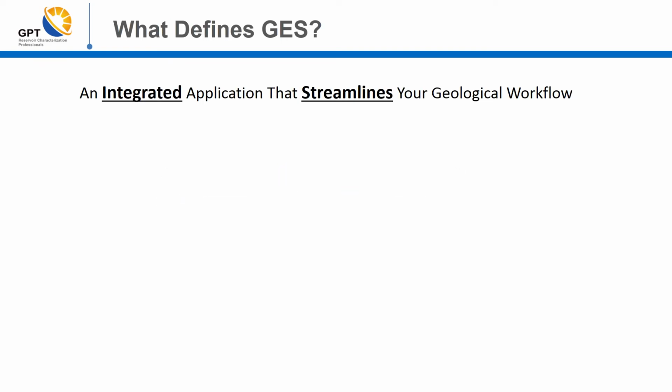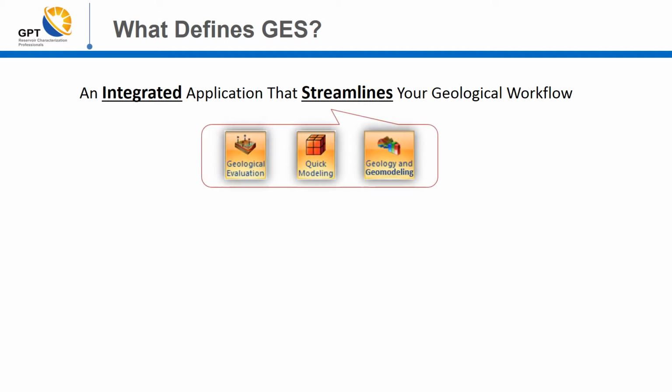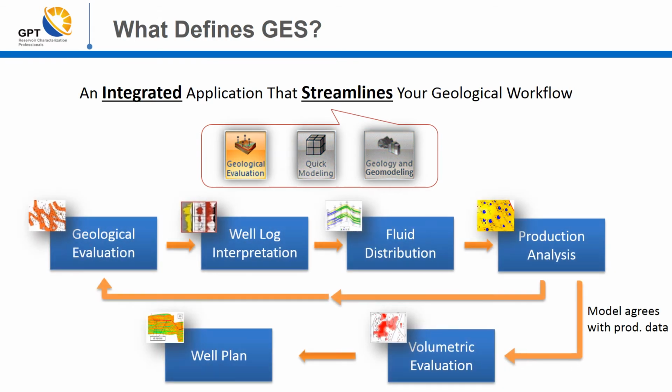In order to do that, we introduce three different scenarios. They are geological evaluation, quick modeling, and geology and geomodeling. And let me introduce them one by one. The first one is geological evaluation. It works pretty well for the cases where you have a lot of raw well data, but you just need a geological evaluation in a 2D domain.